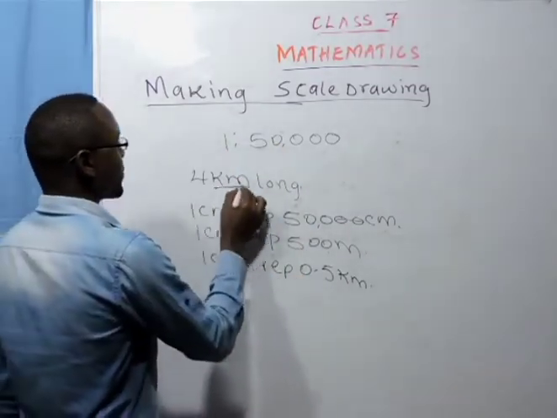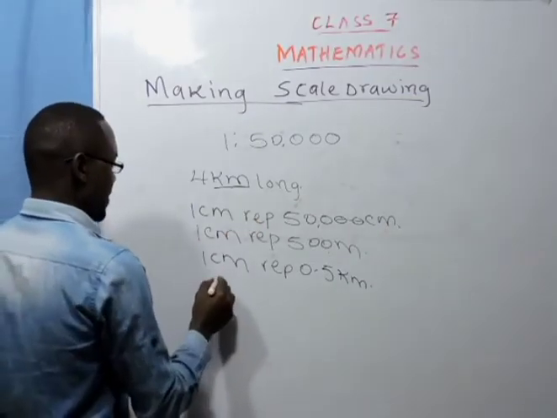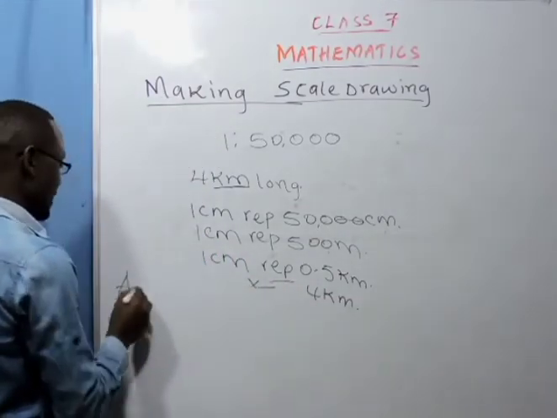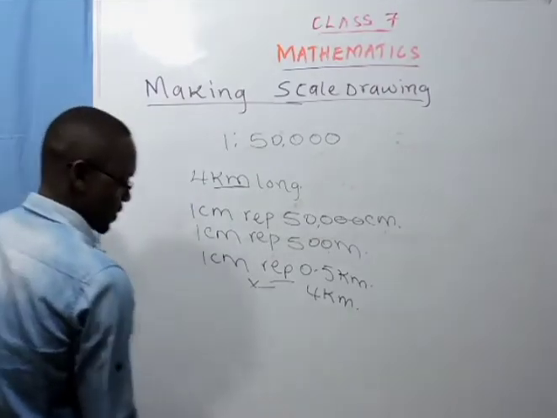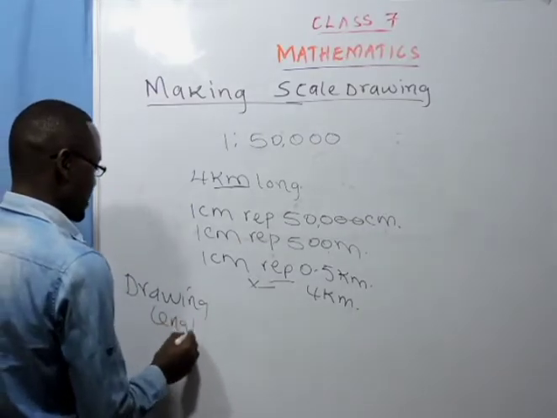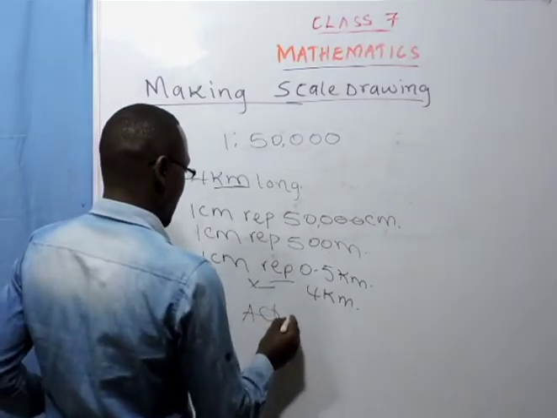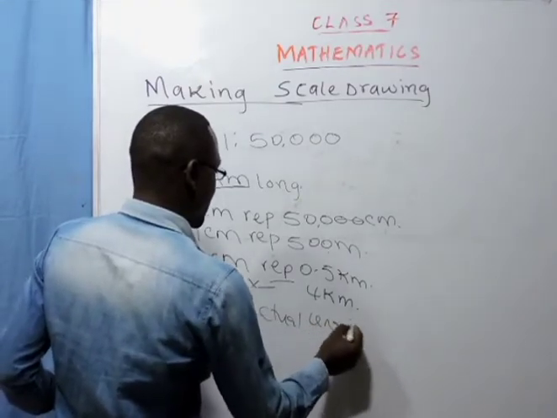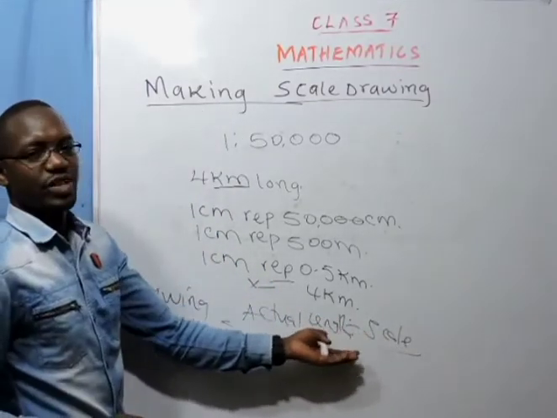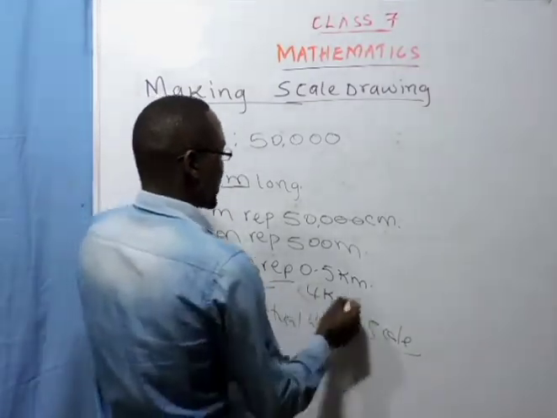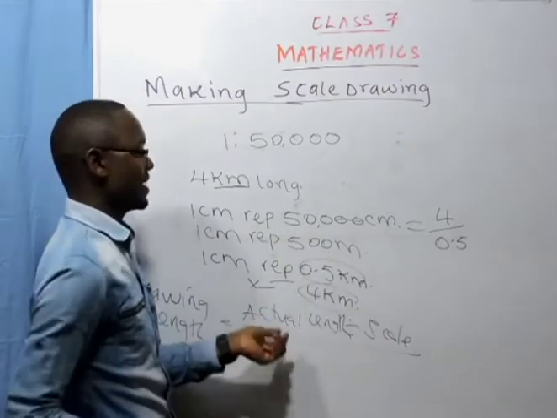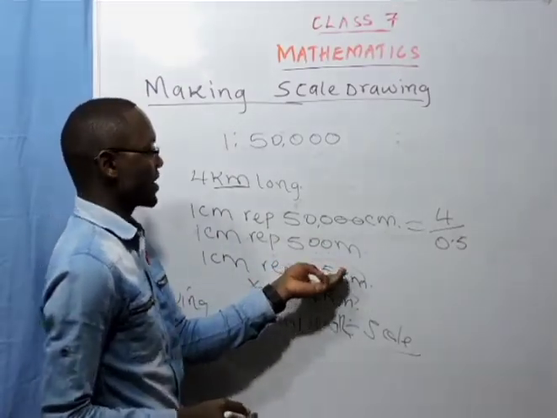So if 1 centimeter represents 0.5 kilometers, how many centimeters will represent 4 kilometers? In other words, to get the drawing length, we take the actual length divided by the scale. In our case, the actual length is 4 kilometers divided by the scale, which is 0.5. The scale is what 1 centimeter will represent. That is what we are calling the scale.